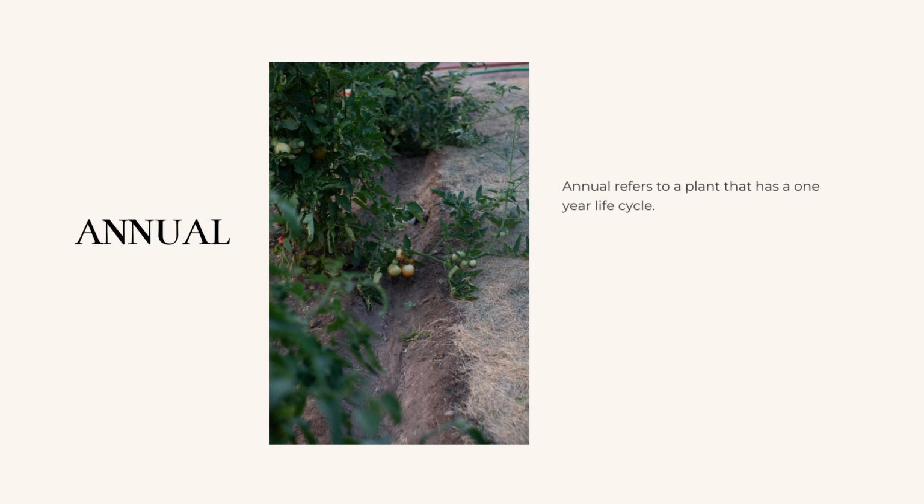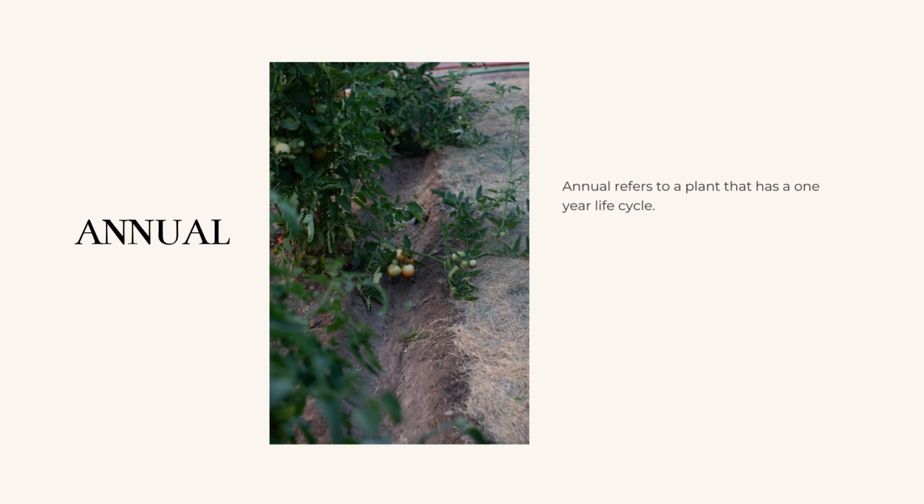Annual refers to plants that have a 1 year or annual cycle. They're usually grown from a seed that sprouts and then sets its flowers or fruit, and then finally sets seed and dies. The same plant will not return again the following year.